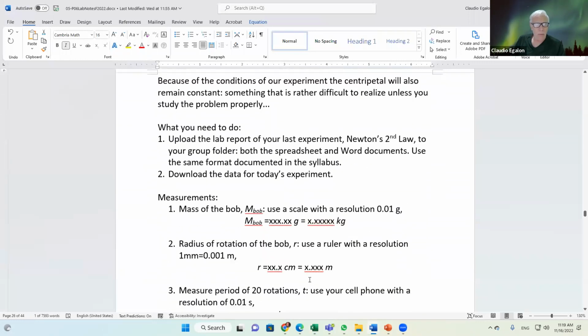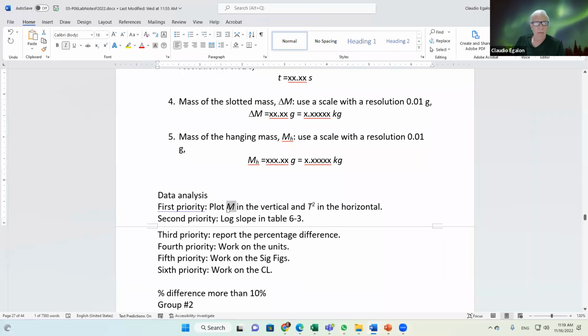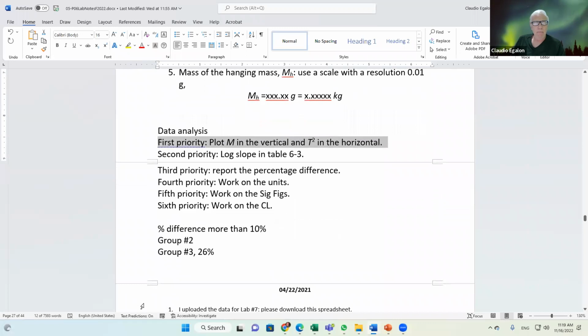Upload, download, measurement. Let's see. Plot m in the vertical and t squared in the horizontal. Okay. That's what you should be doing right now. We can do that in the next 40 minutes, right?